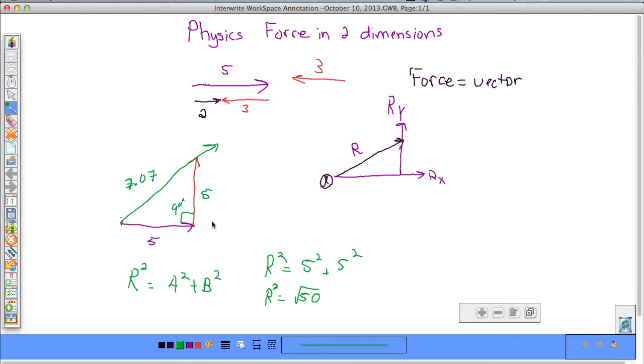Now, it's not just 7.07. So what would we say? We have the right direction and the vertical direction. So we would actually have to use a vector quantity. We have to use a direction in here. So it would be 7.07 in the right of vertical direction.